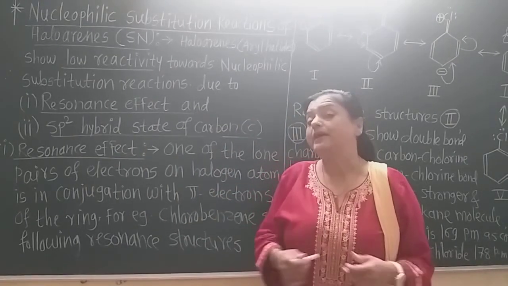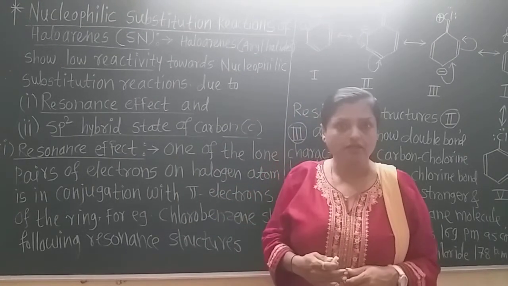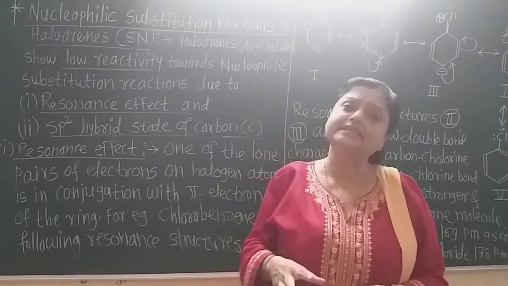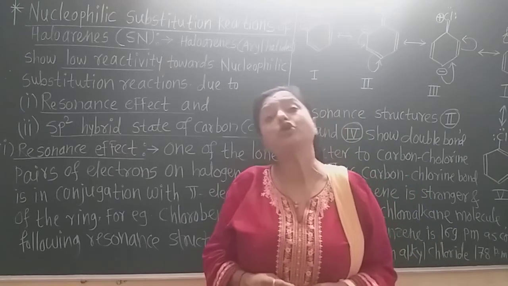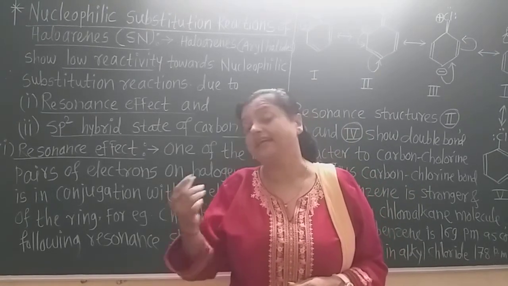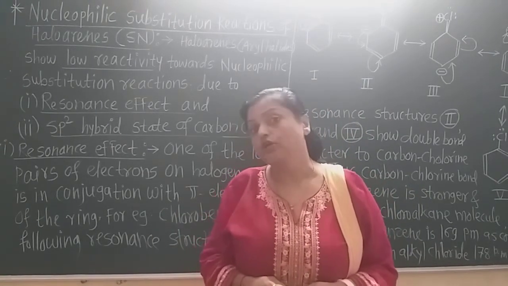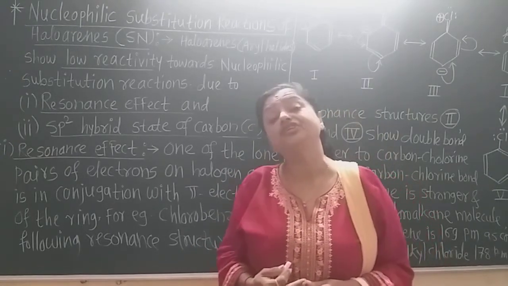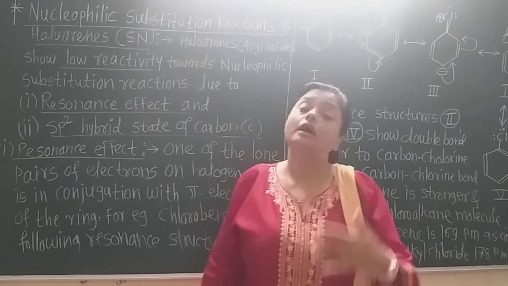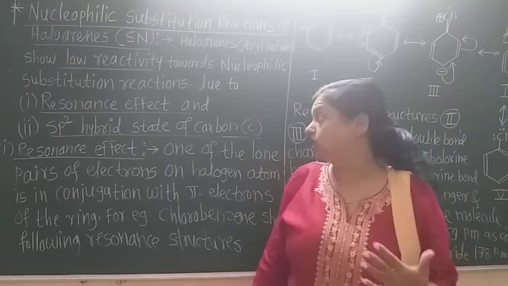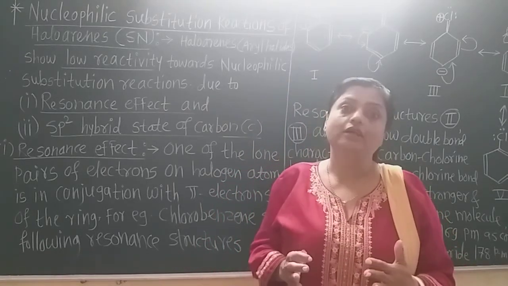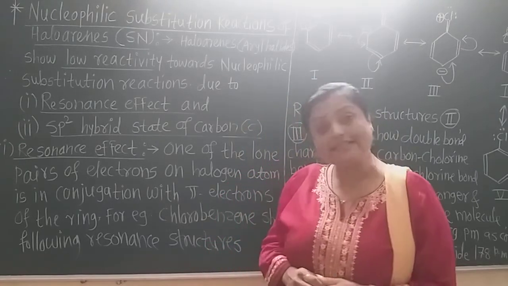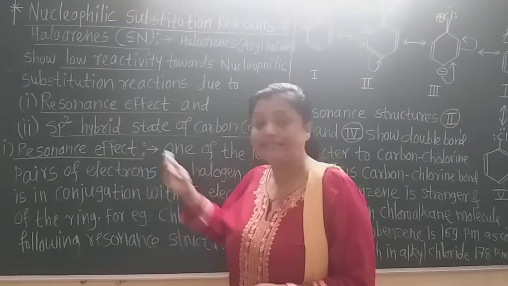There are 6 carbon atoms in the benzene ring. Any carbon is sp2 hybridized because there are alternate single and double bonds in the benzene ring. So the carbon atoms are sp2 hybridized. That is one of the reasons why the haloarene shows low reactivity toward nucleophilic substitution reaction. Now let us learn the first, that is the resonance effect.